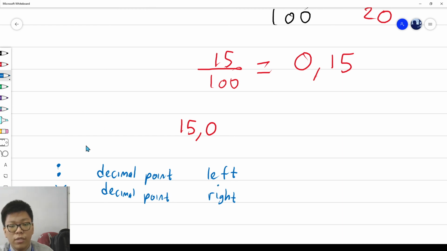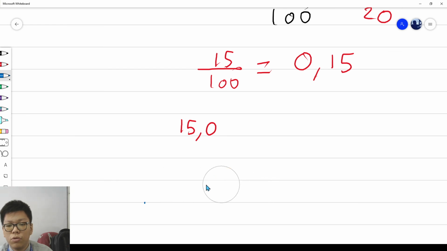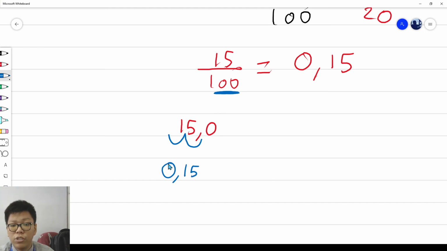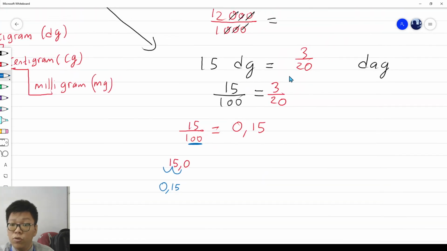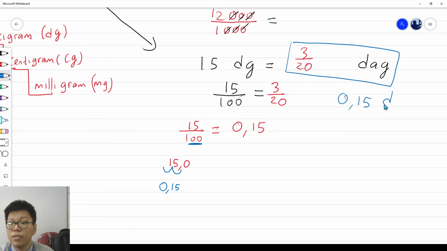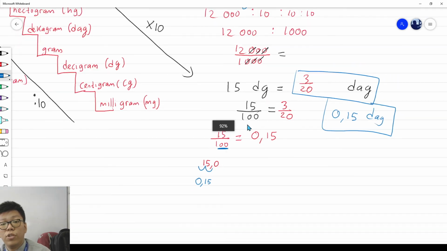Okay, I believe this is a video, so if you want to go back, please take a screenshot. So you are going to divide by 100. So you need to move the decimal point twice. So you move it here and you move it here. So that is 0.15. Or you can put 0 in front. 0.15. That is the result. So you can answer it like this. This one is correct. Or you can answer it like this. This one also correct. It's up to you. Okay, any question up to this point?